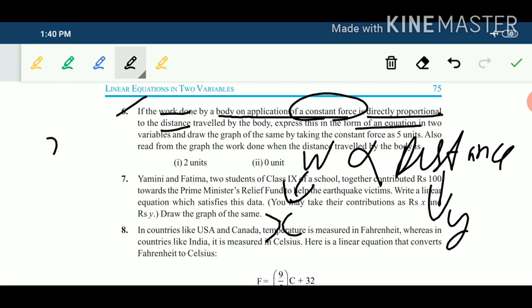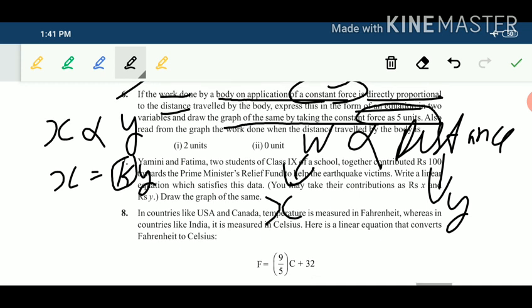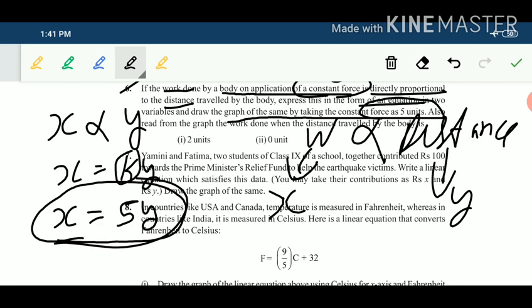So our equation is work done directly proportional to the distance. Now it is equal to ky. k is the constant of this equation. Now force is constant and it is mentioned to draw the graph of the same by taking the constant force as 5 units. They said this constant force is 5 units. So the value of this constant is 5. So the equation is x equals 5y.